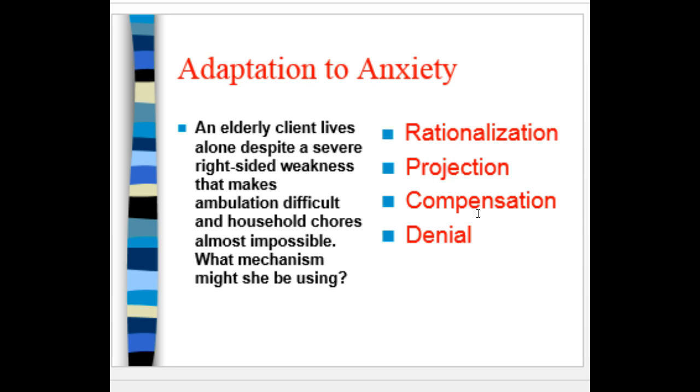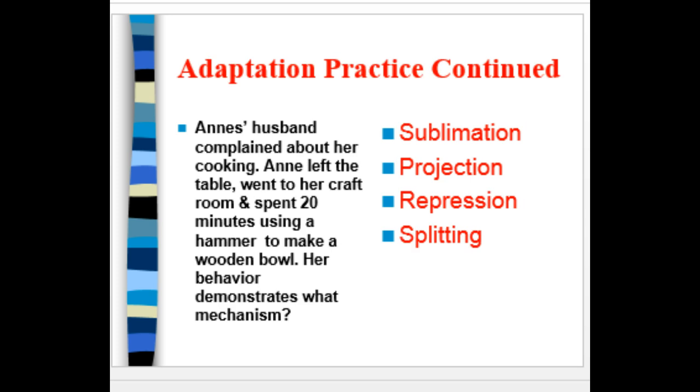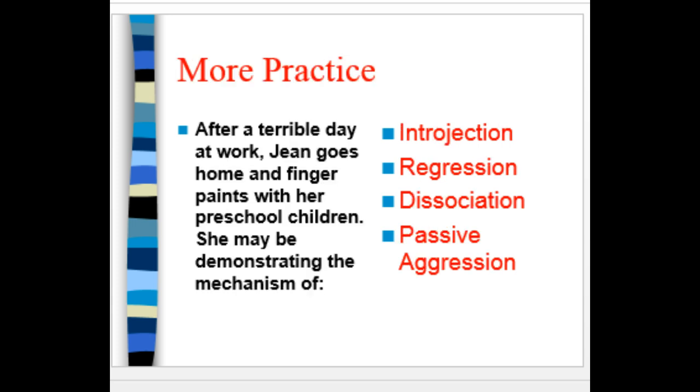The questions: an elderly client lives alone despite a severe right-sided weakness that makes ambulation difficult and household chores almost impossible. So what mechanism might she be using? Interesting question. And then you would look up the answers, of course, and choose the one that you felt was most likely. The same with the second. Anne's husband complained about her cooking. Anne left the table, went to her craft room, and spent 20 minutes using a hammer to make a wooden bowl. Her behavior demonstrates what mechanism?